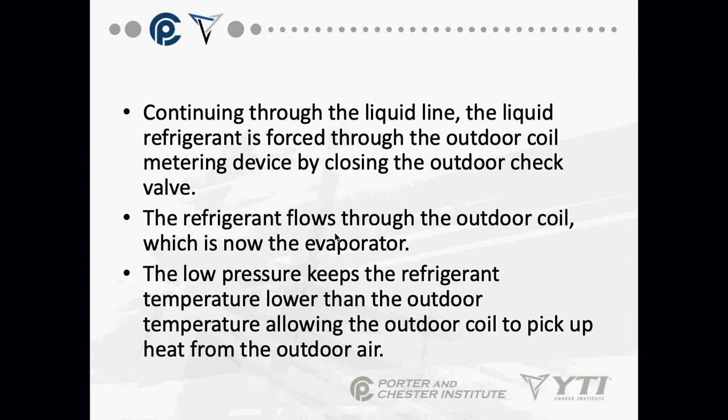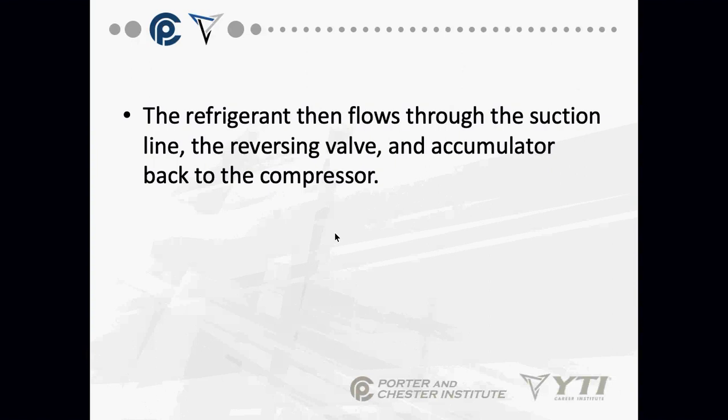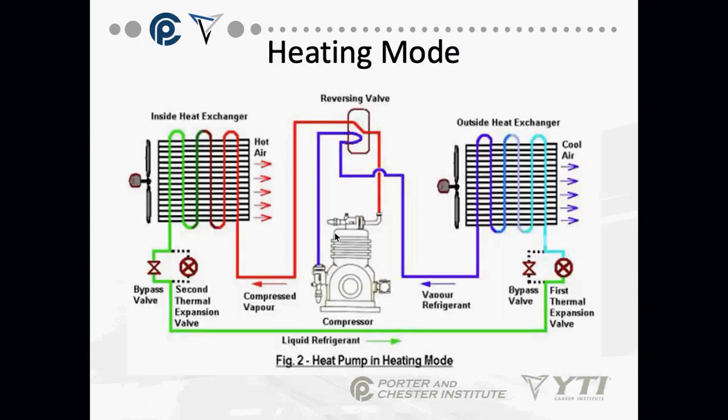The refrigerant flows through the outdoor coil, which is now the evaporator. The low pressure of that evaporator, the outdoor coil, keeps the refrigerant temperature lower than the outdoor temperature, allowing the outdoor coil to pick up heat from the outdoor air. The refrigerant then flows through the suction line, the reversing valve, the accumulator, and back to the compressor where the cycle starts over. This is the heating mode.